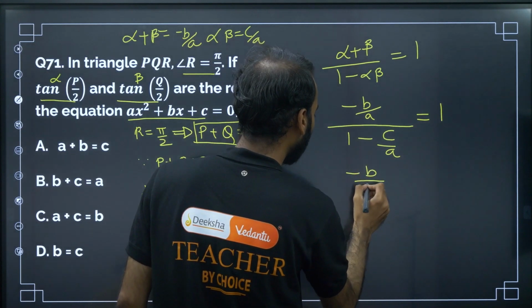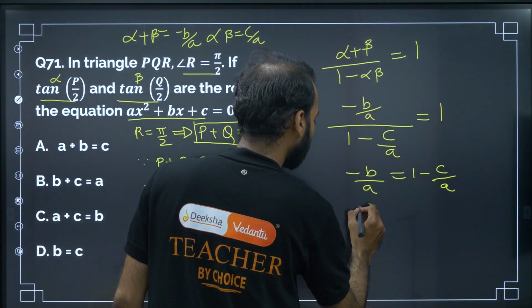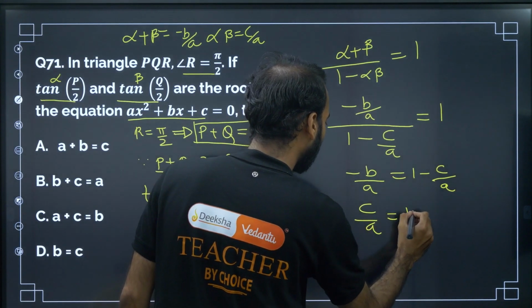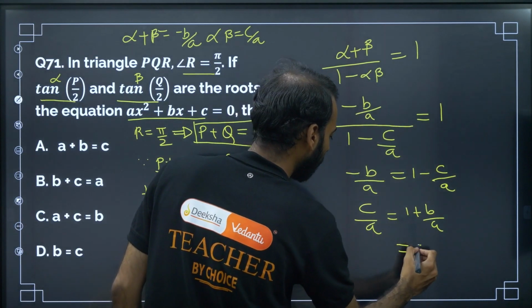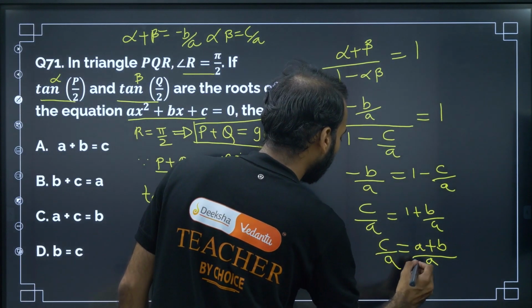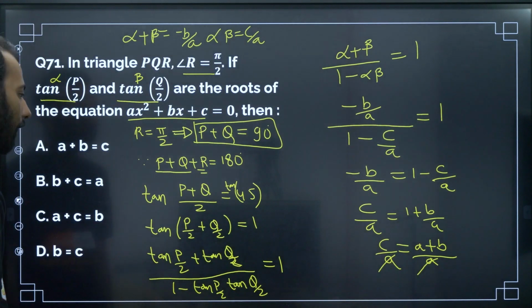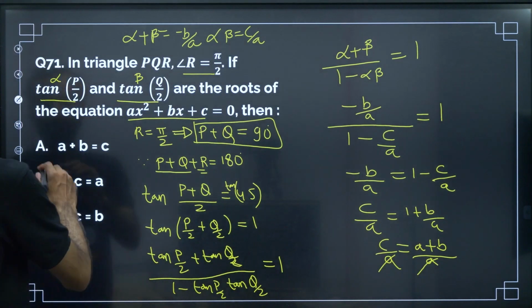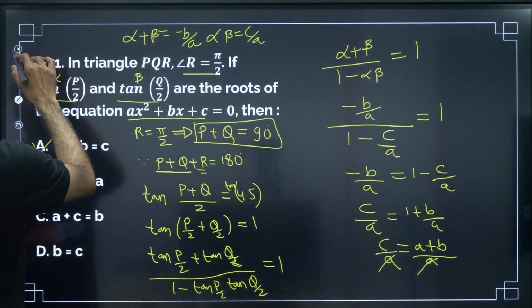So minus b by a is 1 minus c by a. So c by a is 1 plus b by a. Just transposing this side and taking LCM, (a plus b) by a is c by a. A gets cancelled. A plus b is equal to c. Is there any relation like this? A plus b is equal to c. First option is the answer. Moving on to next question.